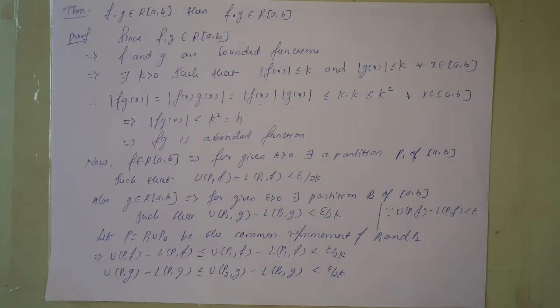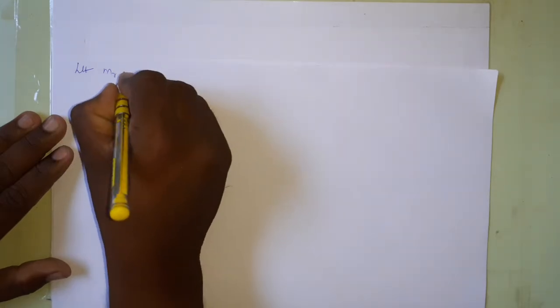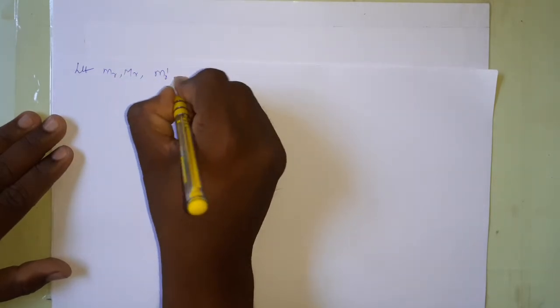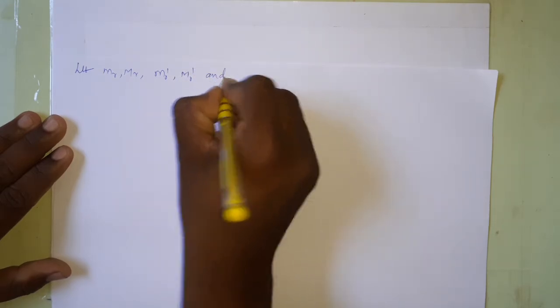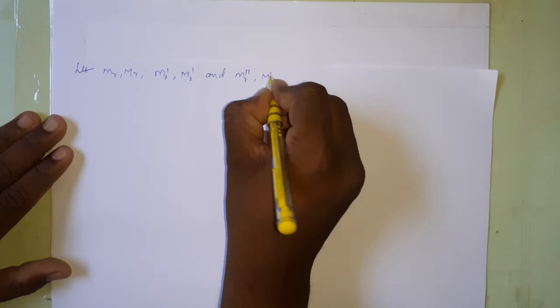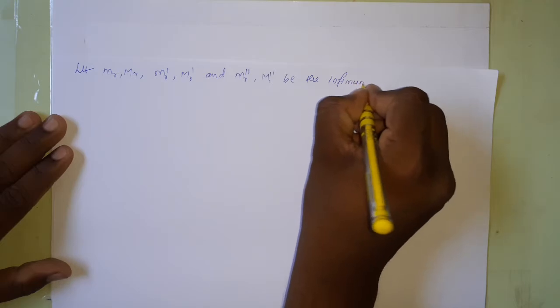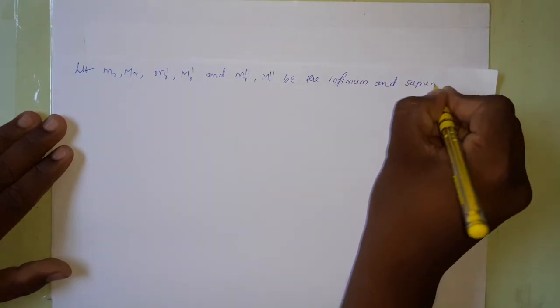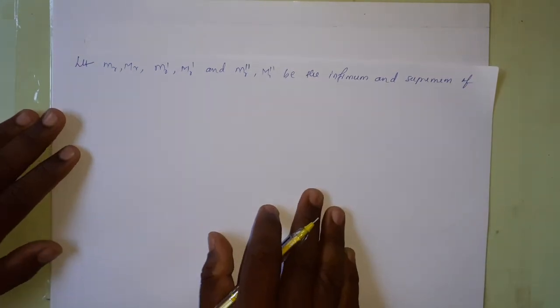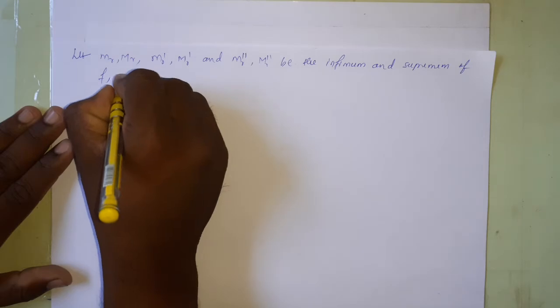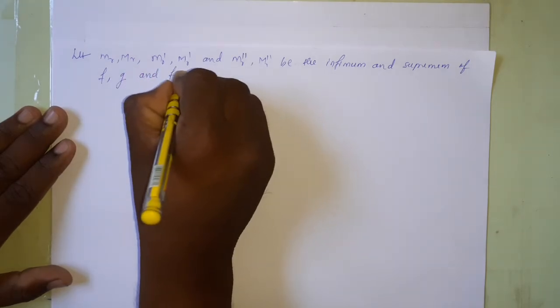And now we need to consider supremum and infimum for the functions f, g and f into g. So therefore let small m_r, capital M_r, small m_r dash, capital M_r dash, and small m_r double dash, capital M_r double dash be the infimum and supremum of f, g and f into g.